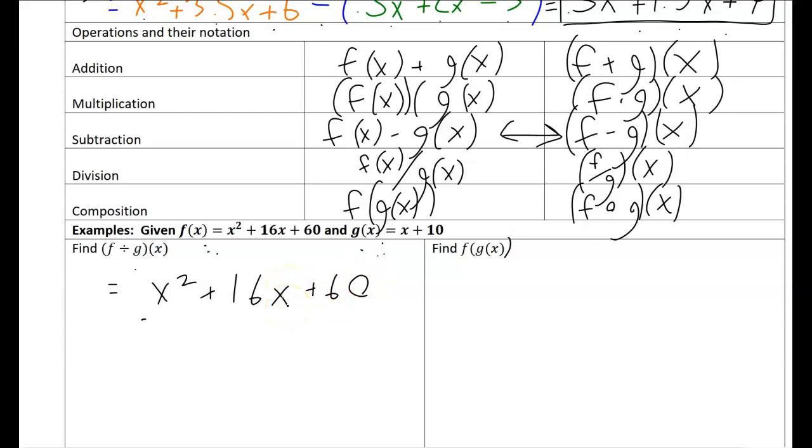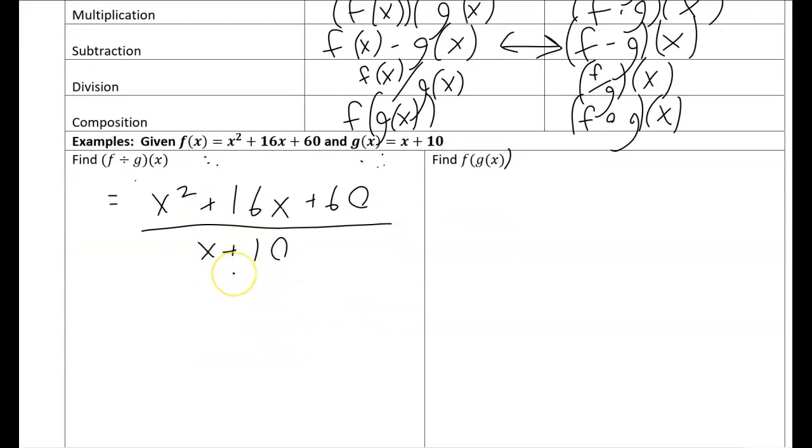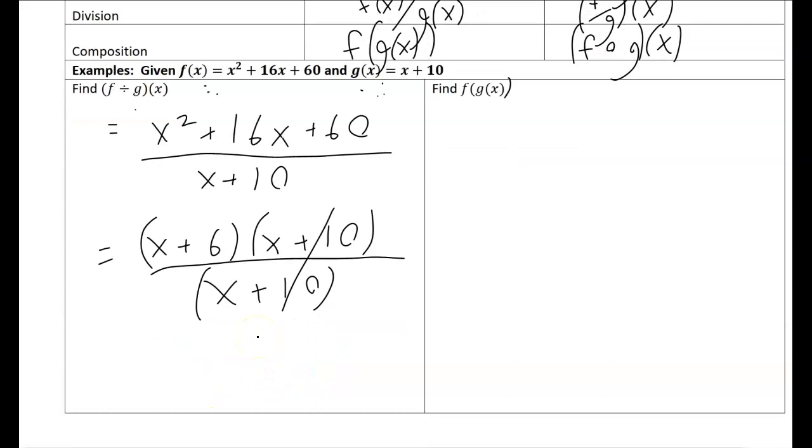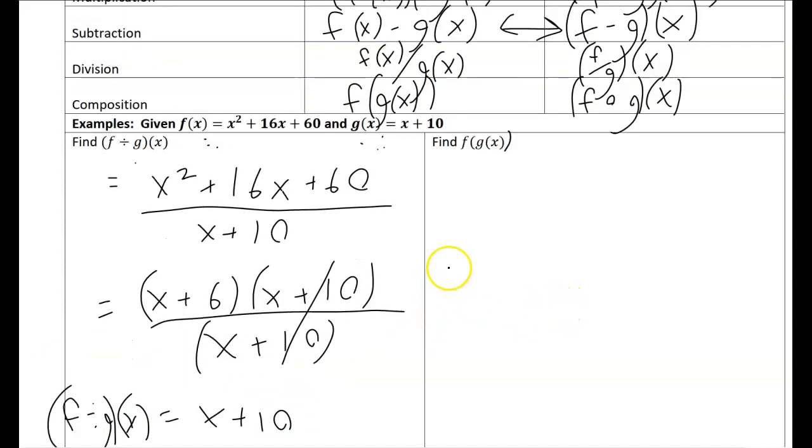So x squared plus 16x plus 60 over x plus 10. And we're not quite done yet, so what I can do is factor this on top. We should check to see if it will simplify, just like if you wrote 2 over 4, it wouldn't be as good as writing 1 over 2, right? And then notice, boom, these cancel out. x plus 10 over x plus 10 is 1. And f divided by g of x is equal to x plus 10. Okay, so that's the trick here with this notation, is you should simplify when you get a chance.